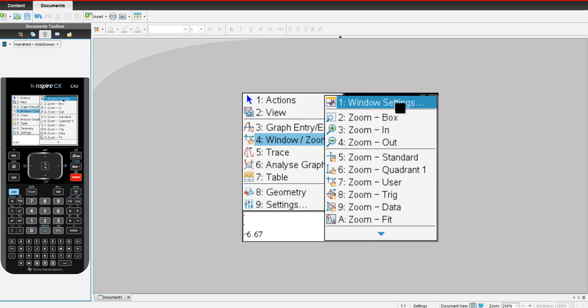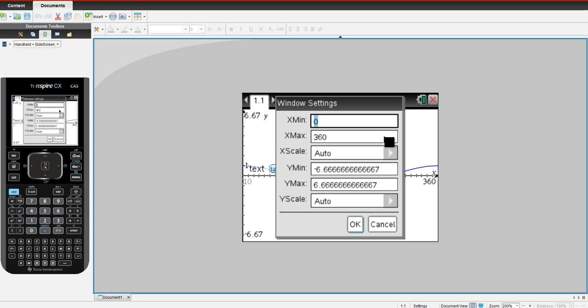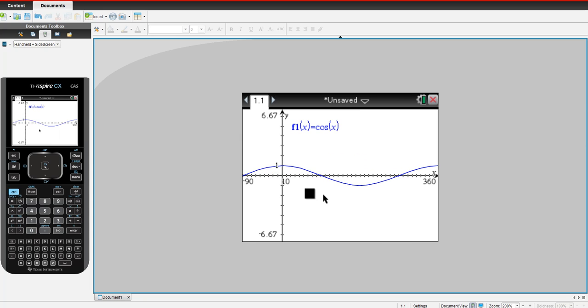So let's see if we can change the window settings. So x is going to go from minus 90 to 360. Now we can see that the cosine x begins here where x is equal to minus 90. So if we pretend that this is the origin, we just go up, across the x-axis, down and back again. This is a normal sine function, but we moved it to the left by 90 degrees. That's the only difference between the cosine and the sine.